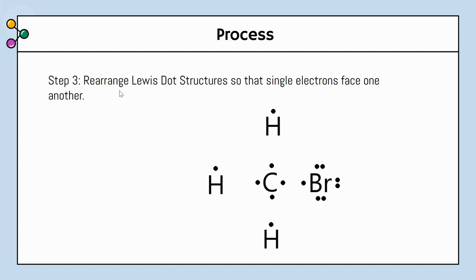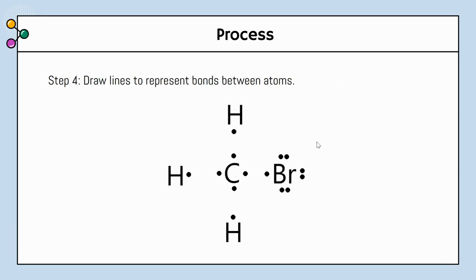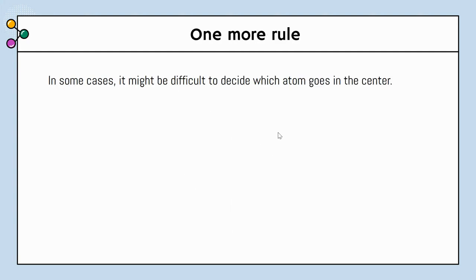Next, I'm going to rearrange those Lewis dot structures so the single electrons face one another. I can see that this bromine and this carbon already are facing their single electrons, as are the carbon and the hydrogen at the bottom. But for these 2 hydrogens on the top and the left, I'll just rearrange their Lewis structures so their single electrons face the carbon. And finally, we want to connect these single electrons by drawing lines between the atoms, and we'll replace those single electrons with the lines. Don't forget that those lines each represent 2 electrons.